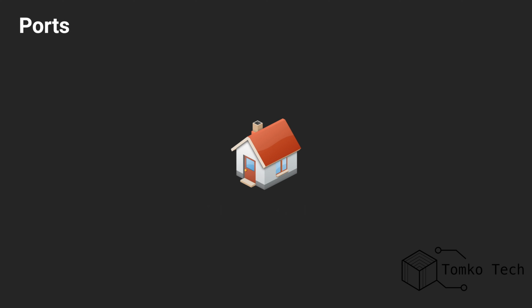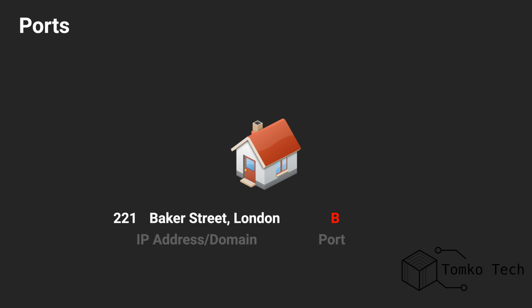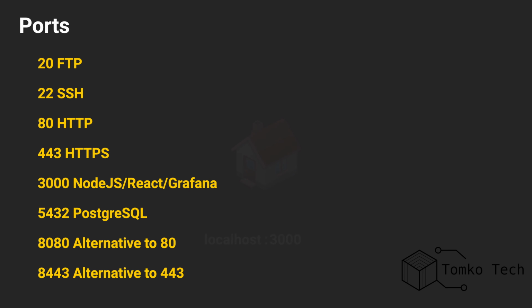Picture your home is at 221B Baker Street in London. While the address, 221 Baker Street, gets your mail to the right building, the B tells the postman which unit to deliver to. Similarly, a port number tells your data exactly which unit or application on the server should handle your request. Now let's take a quick tour of some common ports.